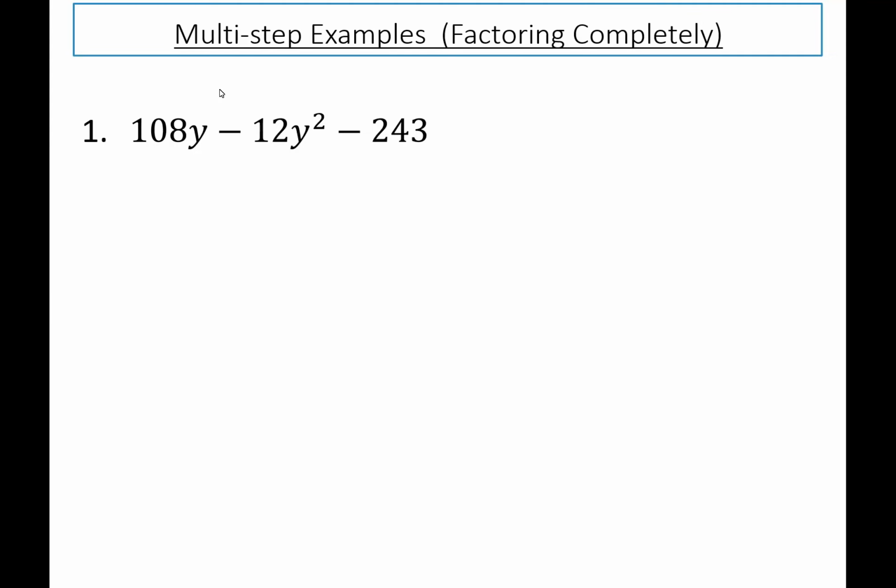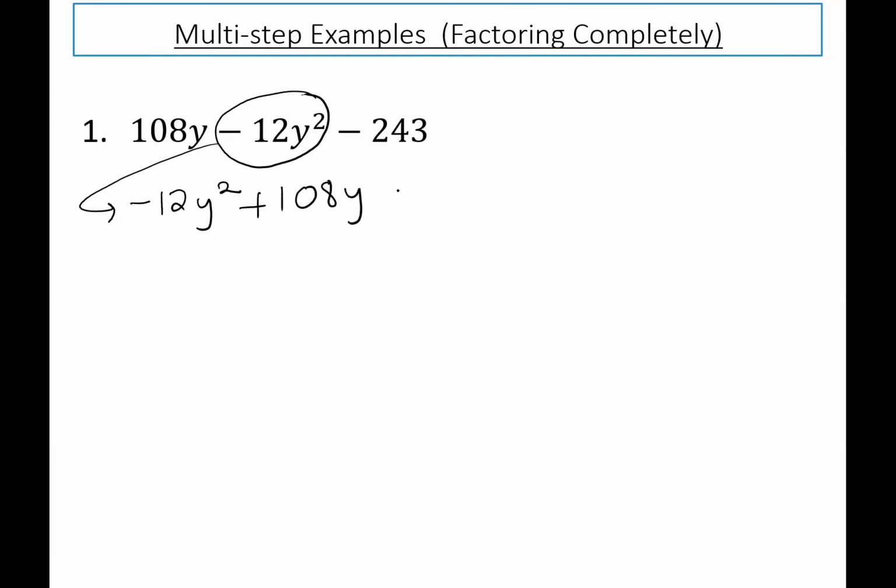All right, so first thing I'm noticing is, these numbers look kind of big, and maybe you'll notice that there's a y squared, but it's not the first term. So the problem is 108y minus 12y squared minus 243. Let's start by rearranging our terms and putting them in descending order. So let's rewrite it so that that squared term goes first. So I'm going to rewrite negative 12y squared and then plus 108y minus 243.